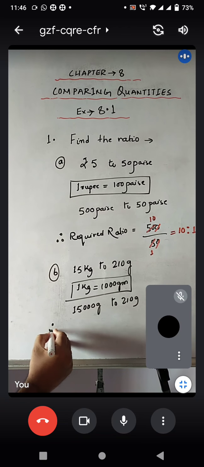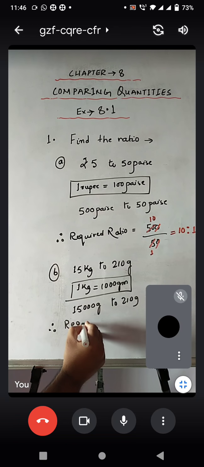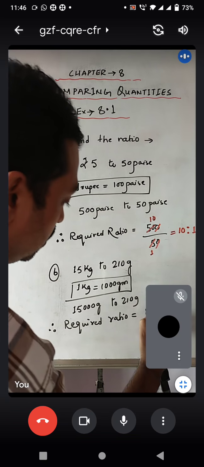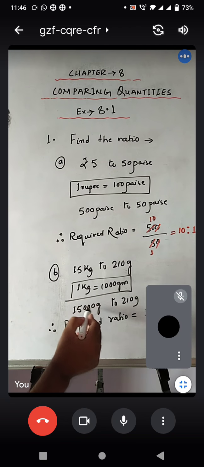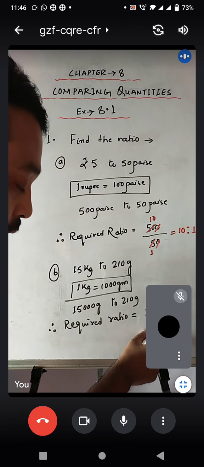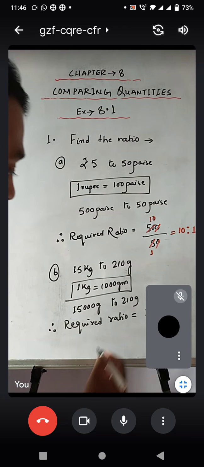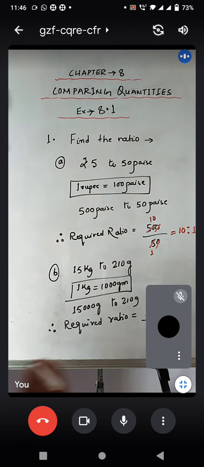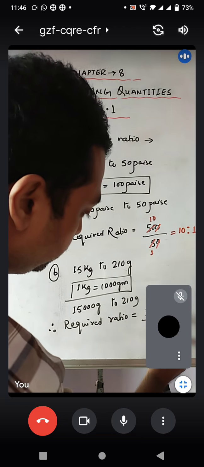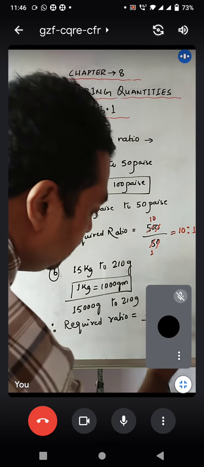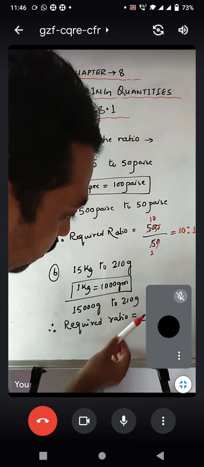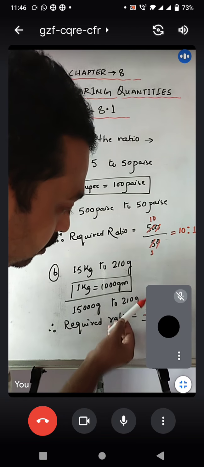Now it is time to change them into the required ratio. So the required ratio would be equal to 15,000 by 210. The first term will always be in the numerator form, and the second term will be in the denominator form. Always remember that. Now we'll try to reduce this. These two numbers can be reduced by 3. So 3 500s are 1500, 3 7s are 21. Now I guess we cannot reduce it further.